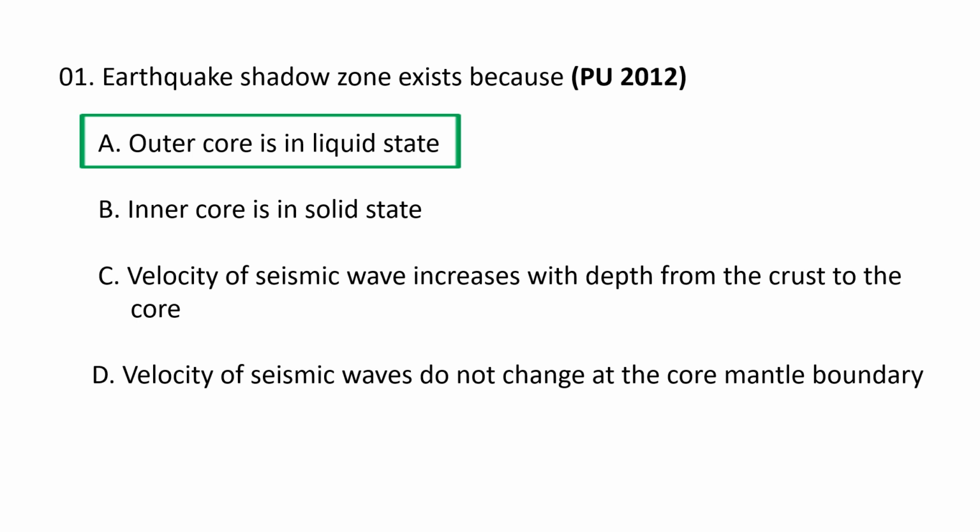Earthquake shadow zones, where seismic waves are not detected, exist because of the refraction and reflection of the seismic waves as they travel through the Earth's interior, particularly at the core mantle boundary. And the liquid outer core stops S waves entirely and refracts or bends P waves, causing them to be absent from a specific region on the Earth's surface. So earthquake shadow zone exists because the outer core is in a liquid state. A is the correct option.